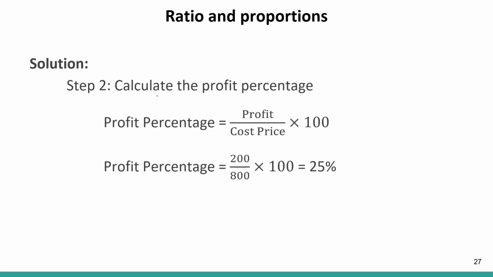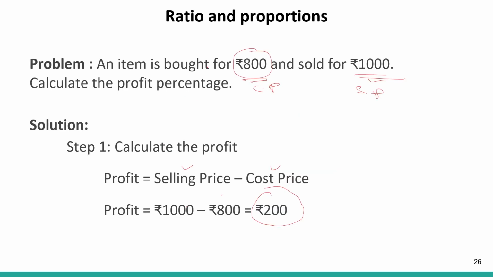So let's see step 2, that is, calculate the profit percentage. Profit percentage is equal to profit by cost price. The profit we just evaluated as 200 and the cost price we know is 800. So it will be 1 by 4. 1 by 4 into 100 is equal to 25. So 25% is the profit percentage. Basically, if an item is bought for 800 and sold for 1000, then the profit percentage will be 25%.